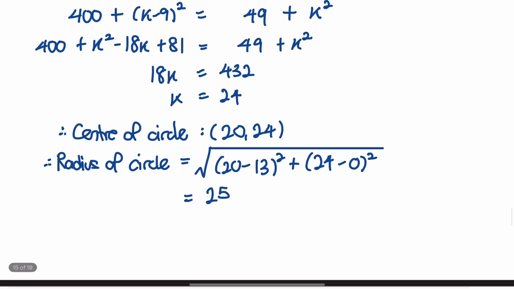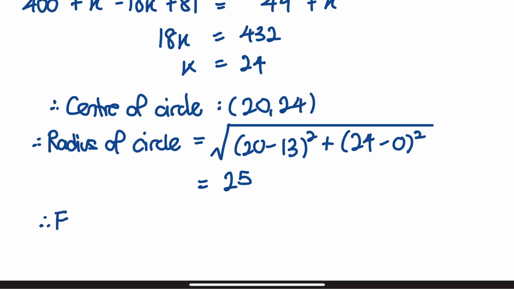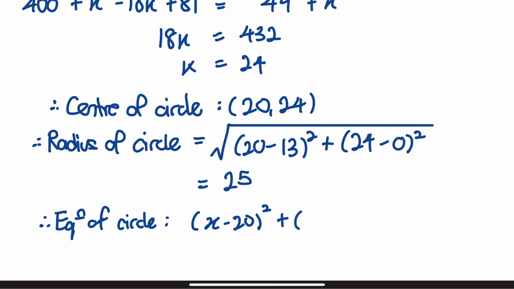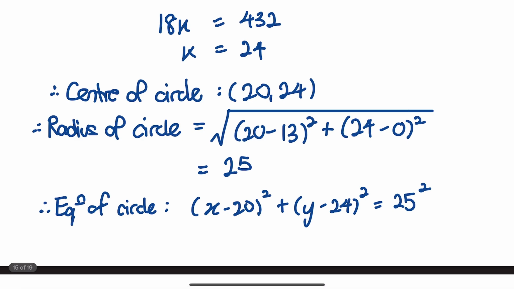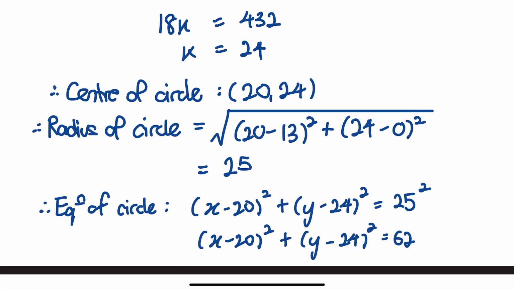Okay, therefore final answer, therefore equation of circle is simply x minus 20 the whole thing square plus y minus 24 the whole thing square equals to 25 square. Okay, and therefore simplify your answer over here. Answer is x minus 20 square plus y minus 24 square equals to 625. And this is for question 1.